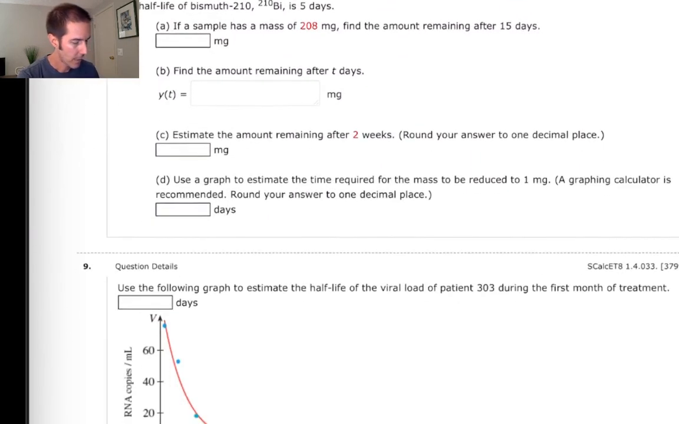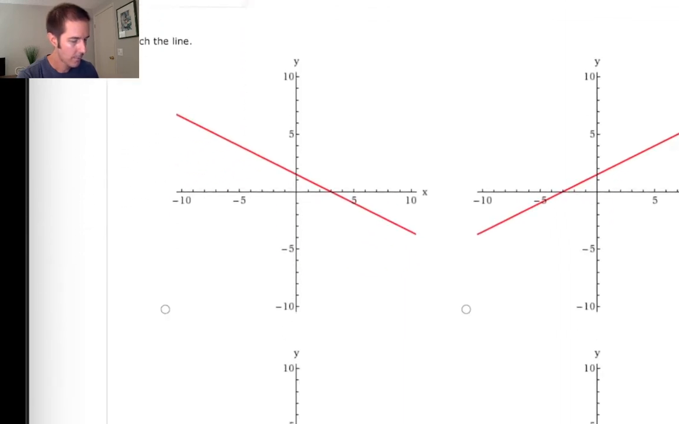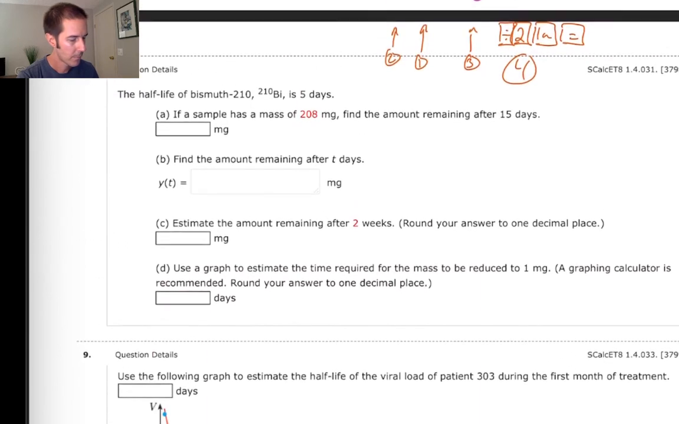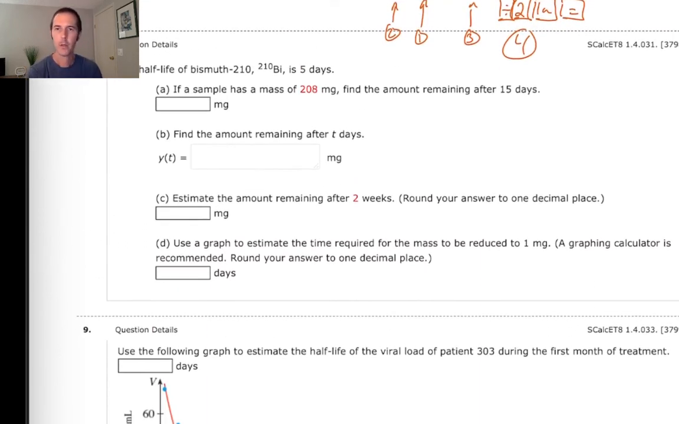All right, we've got questions 8 and 9 and 10 and 11 and 12. All right, so good progress. This is good review. This is a half-life problem. Sample has a mass of, let's see, half-life is 5 days. What a half-life means, don't forget, is that if you're starting out with 208 milligrams of bismuth, after 5 days, half of it would have deteriorated or evaporated or whatever the scenario is. So after 5 days, you would only have 104 milligrams.